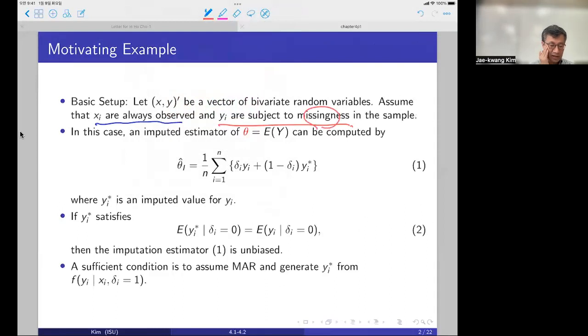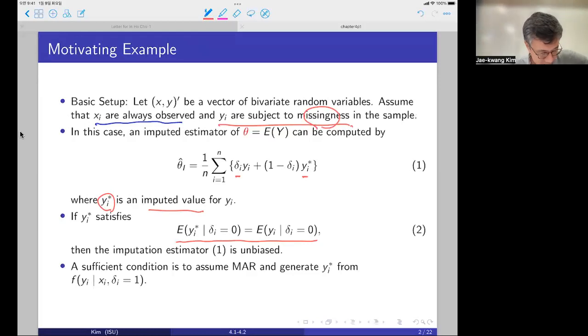And so delta is the indicator function. Delta equal to 1, we observe Y. Delta equal to 0, we don't observe Y, so we use Y star. So Y star is essentially the imputed value. And then what is the minimum possible condition for this imputation estimator to be unbiased? So that is the first question we would like to address. So the answer is this condition.